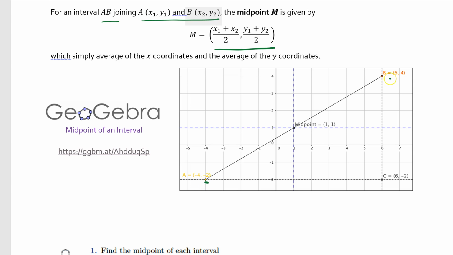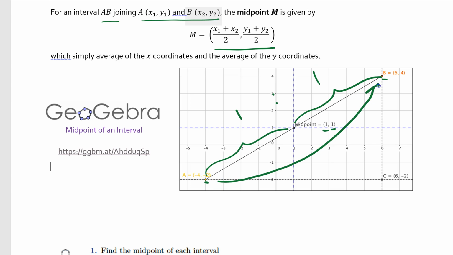So for our A and B just here, we average the x's. So it's 6 plus minus 4, which is 2, divided by 2, which gives us 1. And minus 2 plus 4, which is plus 2, divided by 2, which is 1. And we get the midpoint just there. So that this distance is exactly equal to that distance. Or we've divided it in the ratio 1 to 1. Or here to here is twice as long as here to here. There are lots of different ways we can think about it. So read the question to think about what it's actually asking for.